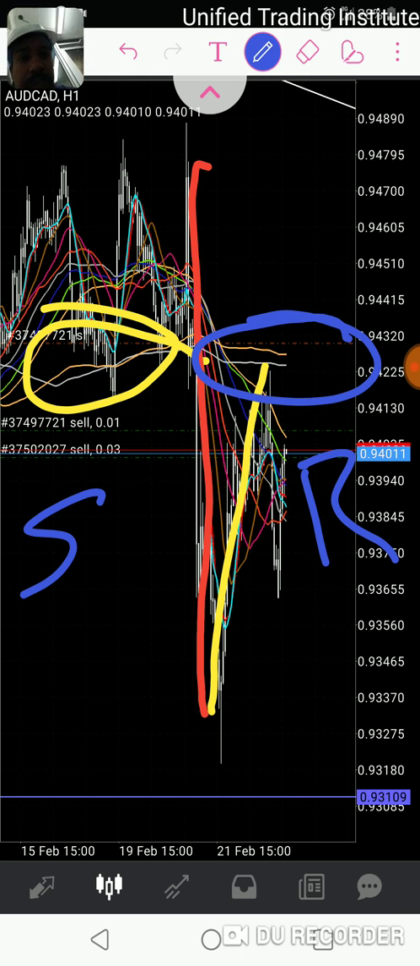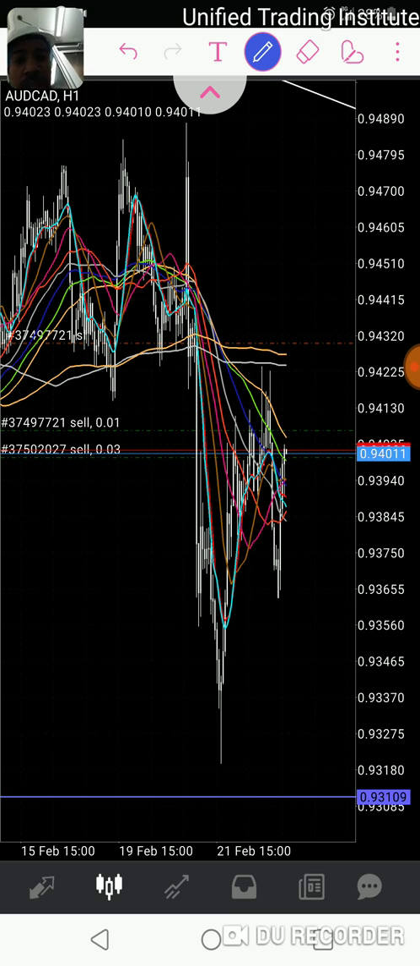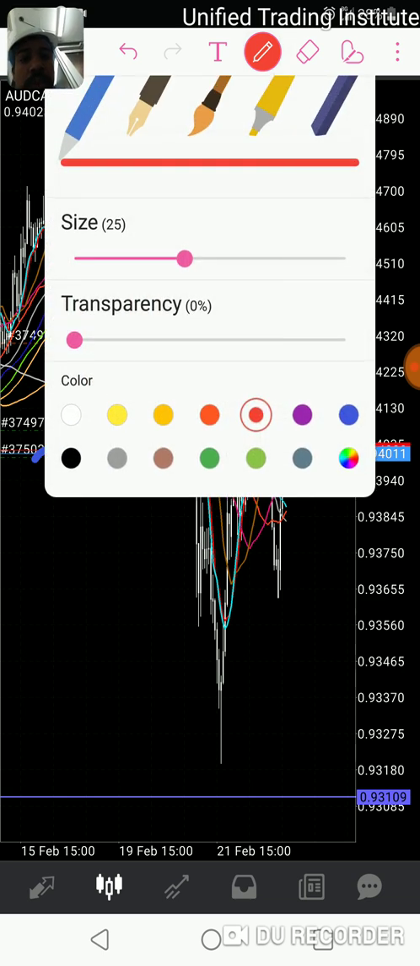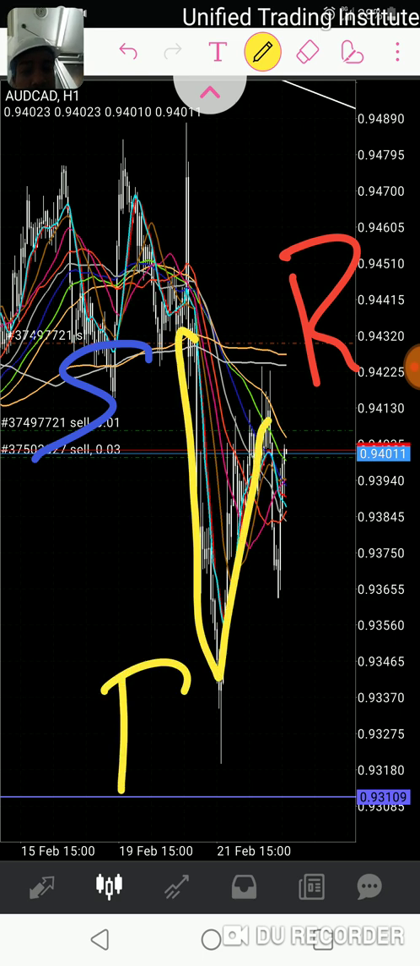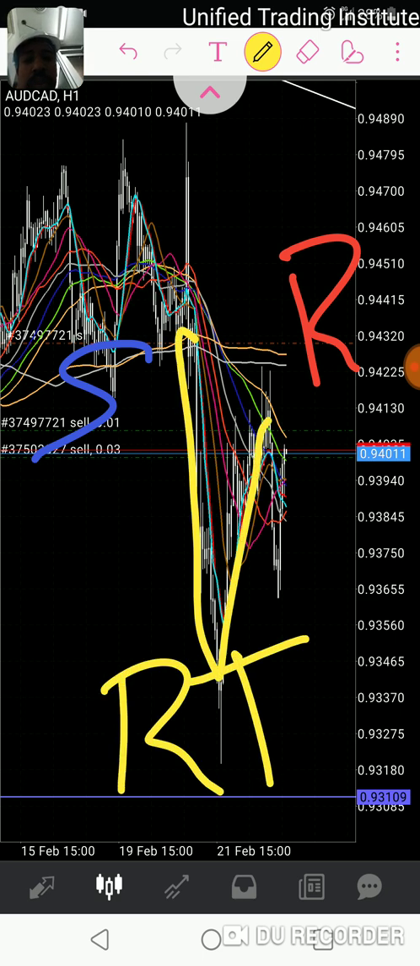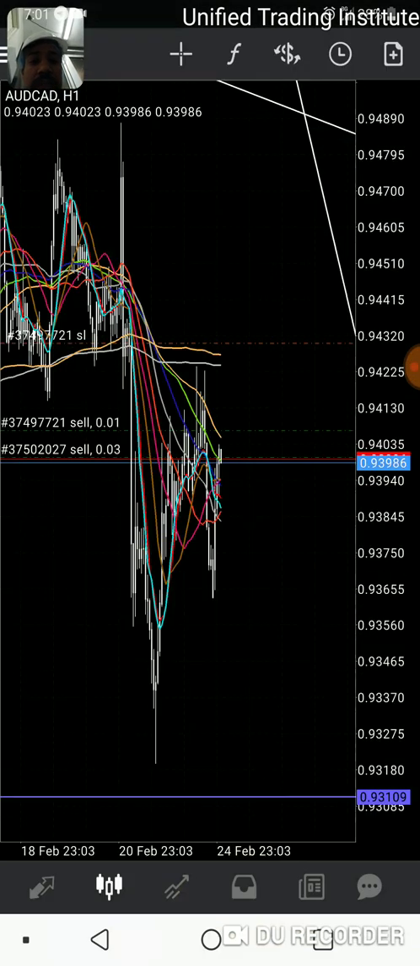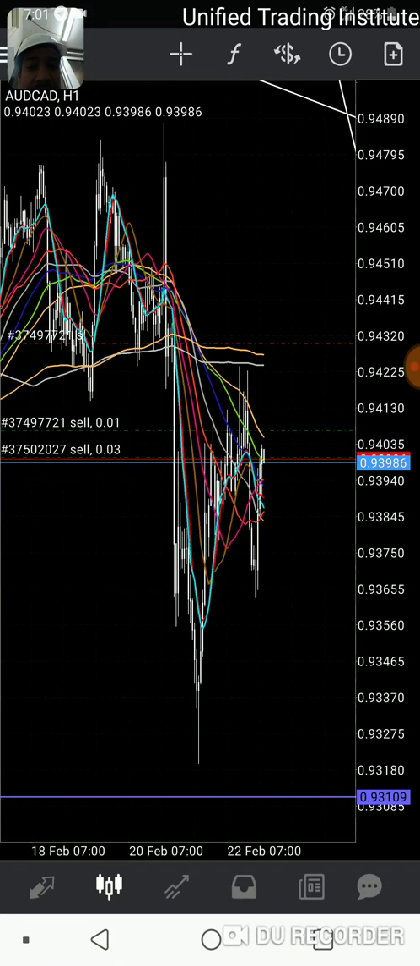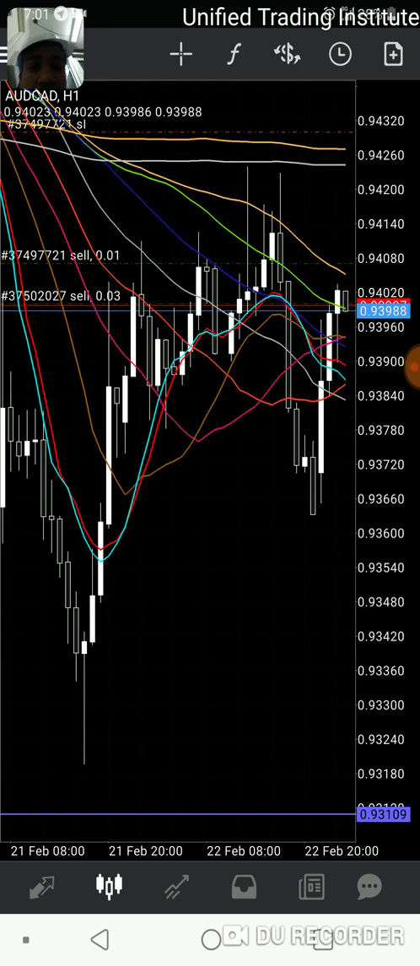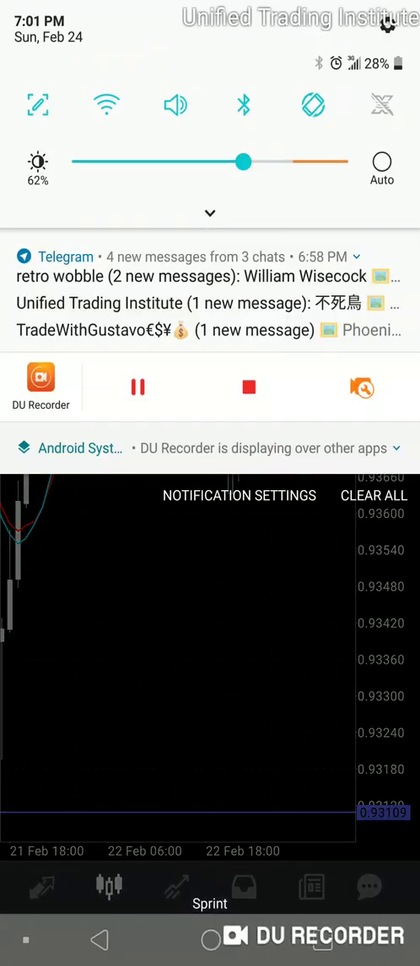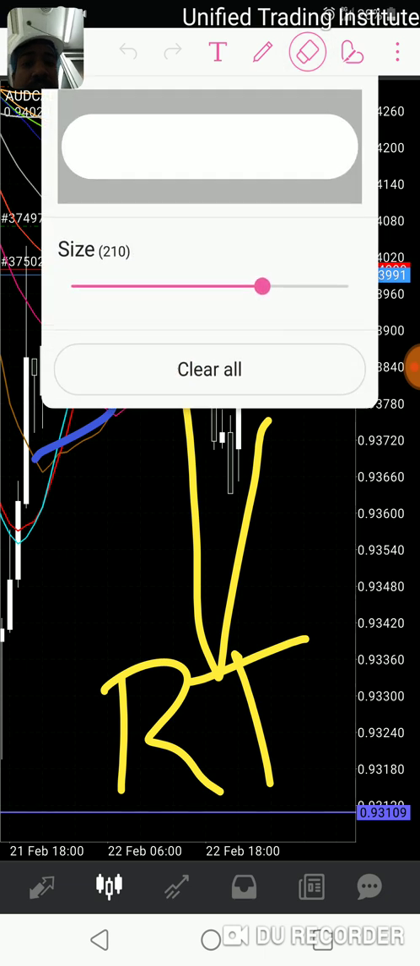Let me help you guys see that. We have support, then we have resistance, and in between that time, we had the retest. Boom, boom, retest. So once the support is broken, always expect it to be retested in the form of resistance. Now let's pay attention to these two candles right here. Remember, this is the retest.